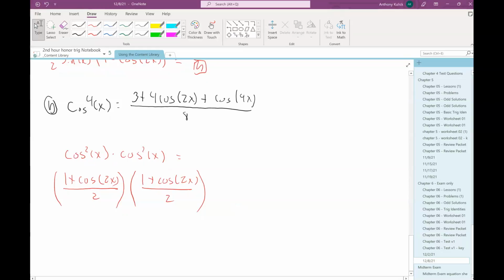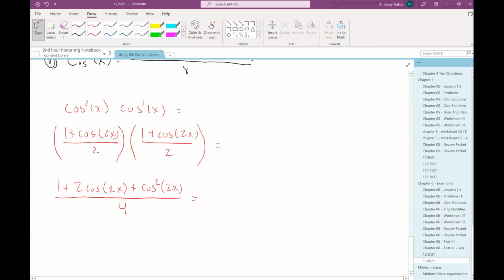Okay. So I should go ahead and FOIL this out. I'm going to do that foiling in my head. Is that okay with everybody? Now if I look here, power reducing again, isn't it? Because of the cosine squared.